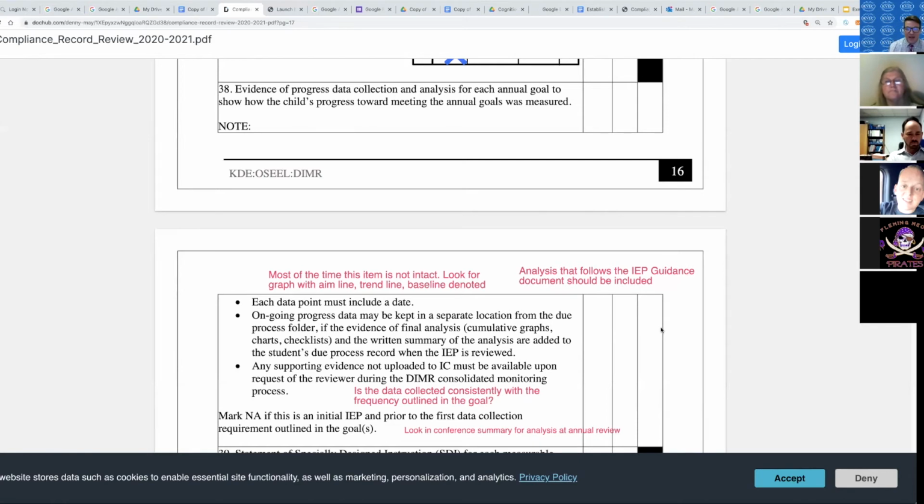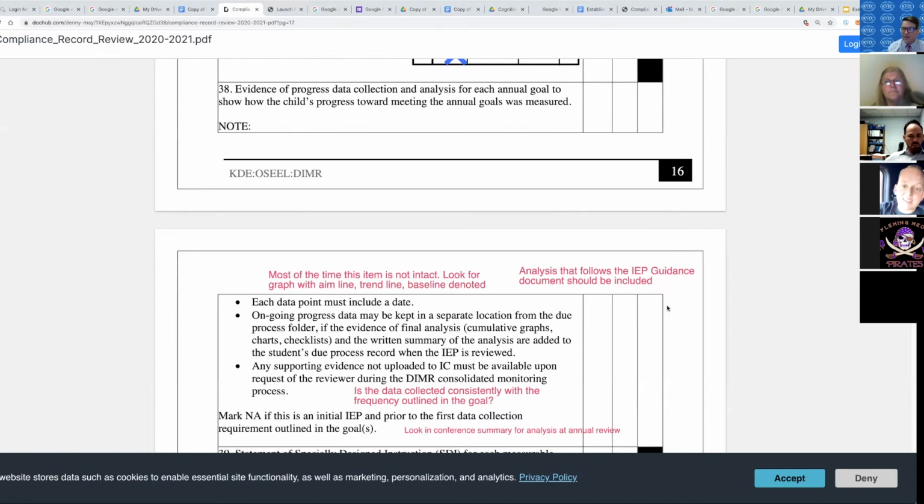So is the data collected consistent with the frequency outlined in the goal? Does the trend data that you have found, do you have a graph that has an aim line, a trend line, and the baseline denoted? Do you have analysis? Did you include in your conference summary the analysis from the last IEP cycle? Those are all well documented in the IEP guidance document. Analysis that follows the IEP guidance document should be included, I say here.